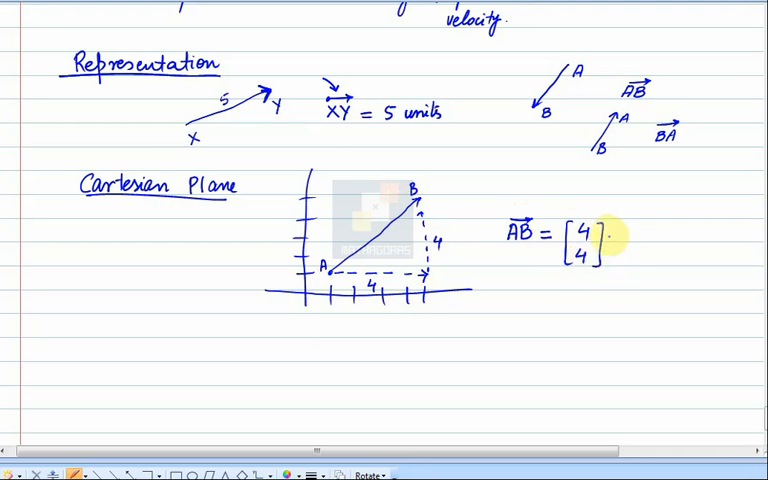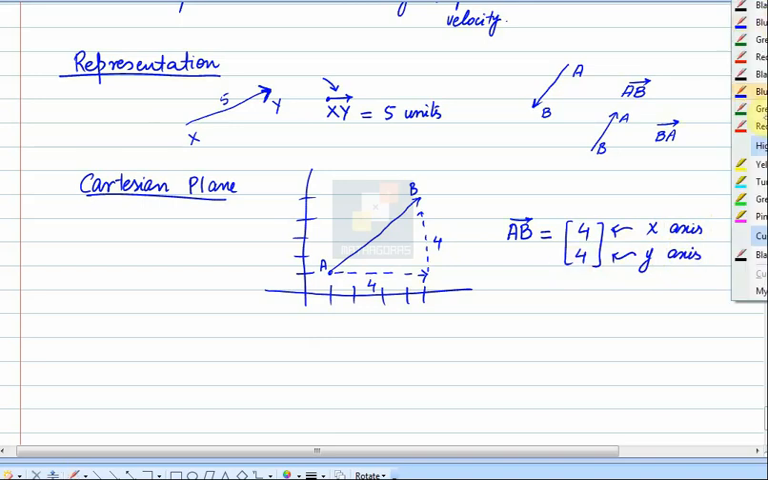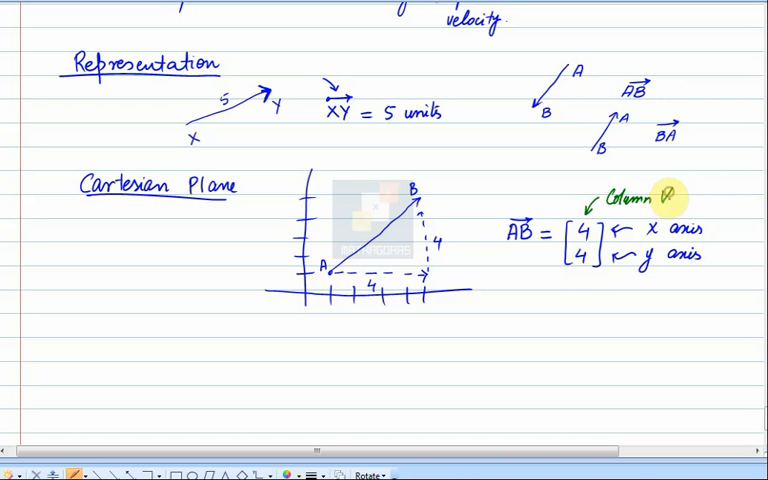The first number represents the value on the x-axis. The second one represents the value on the y-axis. So that's how we represent the vectors on a graph, or you can say on the Cartesian plane. And this notation we call a column vector. That is a column vector, right?